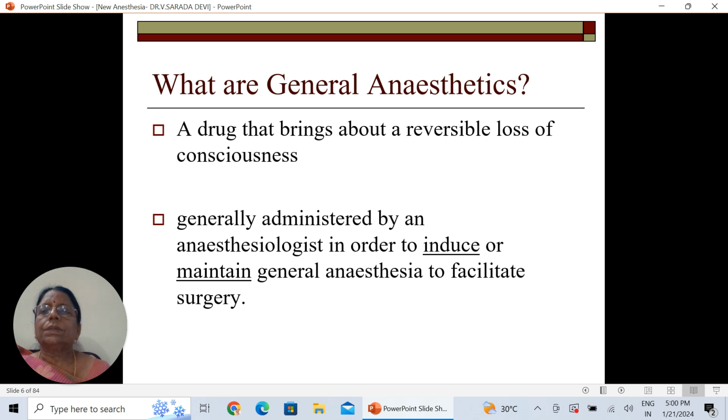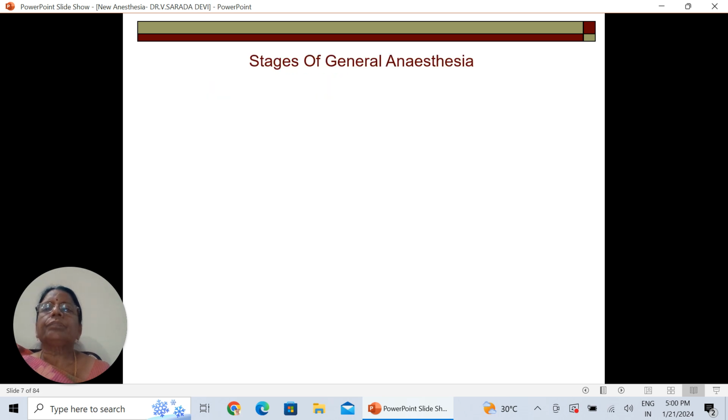What are general anesthetics? A drug that brings about a reversible loss of consciousness, generally administered by a qualified anesthesiologist in order to induce or maintain general anesthesia to facilitate surgery.